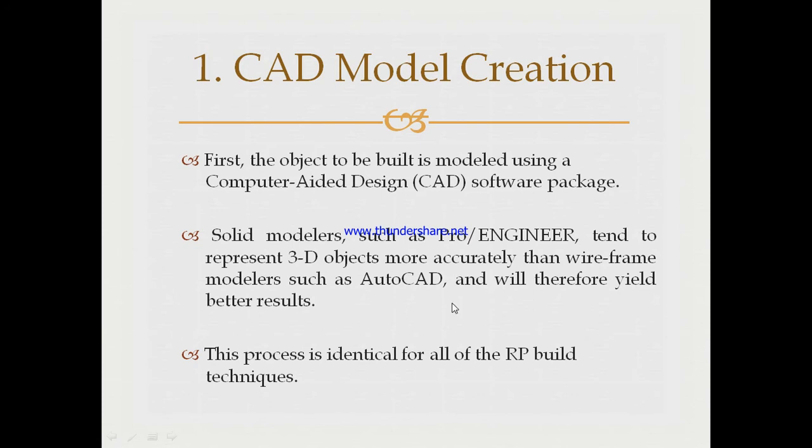So this CAD model is built using computer-aided design software packages. Solid models such as Pro Engineer, what we call ProE, tend to represent 3D objects more accurately than wireframe modelers such as AutoCAD, and we will therefore get better results. This process is identical for all the rapid prototyping techniques.